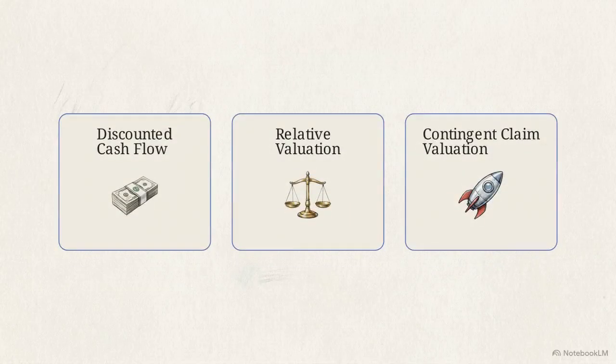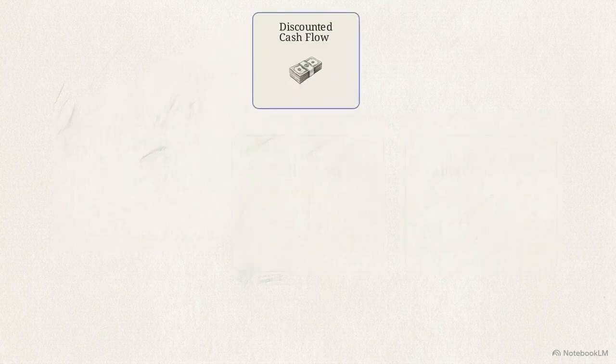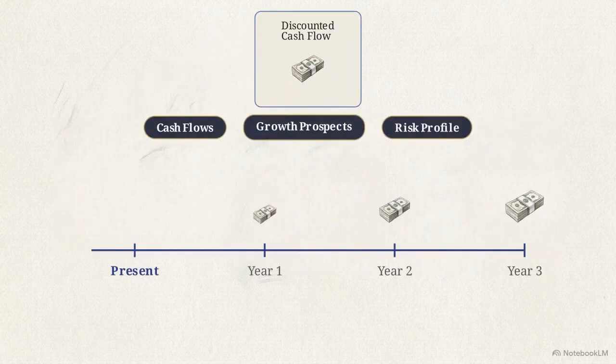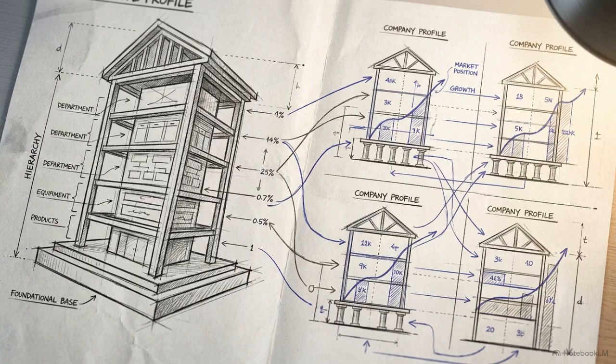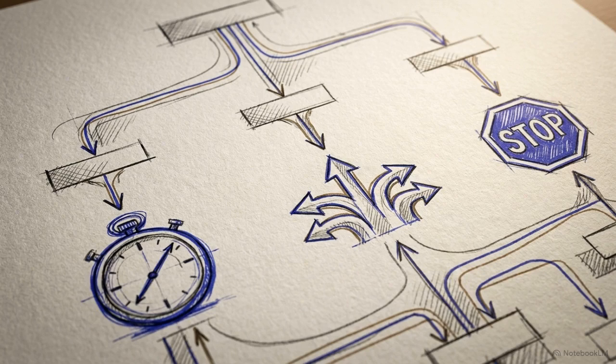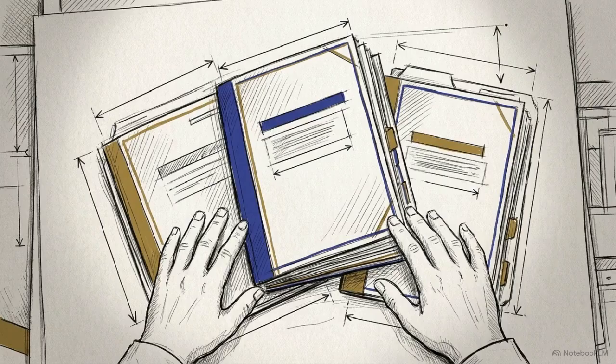This diagram breaks down the three distinct categories that every valuation method falls into. Discounted cash flow relies on fundamentals, measuring the present value of expected future cash flows. Relative valuation takes a different route, determining an asset's worth by analyzing how comparable assets are currently priced in the market. Contingent claim valuation applies option pricing models to assets that possess inherent flexibility, like the option to delay, expand, or abandon an investment. Choosing between these three isn't a matter of preference.